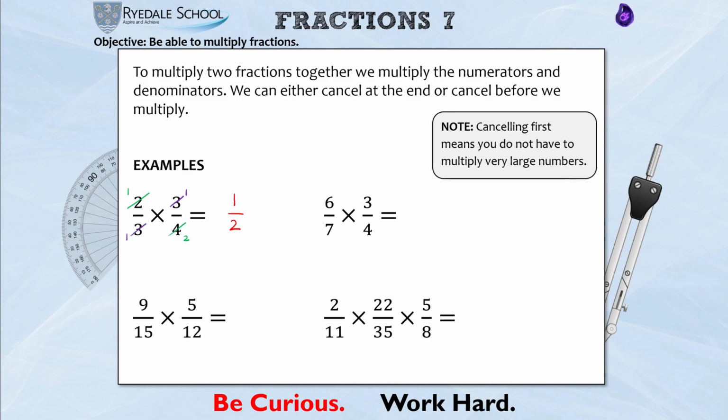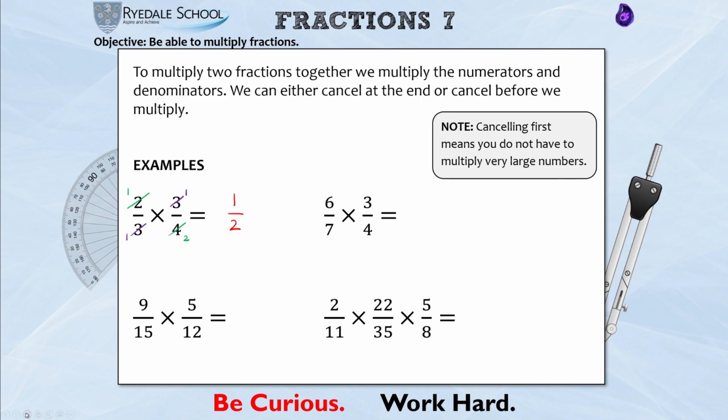Now you might say, oh, I'll just cancel it at the end. And that is fine, but you will see in my later examples, the numbers are going to get very large, and cancelling at the end will be more painful because you're going to have to try and spot, well, what can I divide these numbers by? When you're looking at much smaller numbers, it's easier to spot those cancellations.